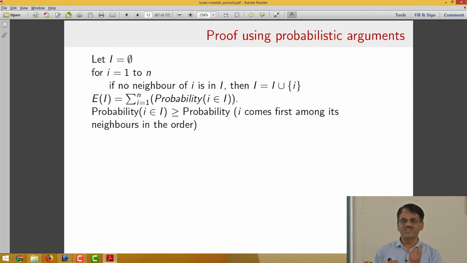Intuitively, how many vertices are we looking at? Suppose di is the degree of vertex i. We are looking at di plus 1 vertices. Out of these di plus 1 vertices, there are di plus 1 factorial permutations. And what is the probability that my vertex i is the first vertex? You can see that it is at least 1 by di plus 1. All this requires proof. One can run through all permutations, carefully do some combinatorics and counting, and prove this.